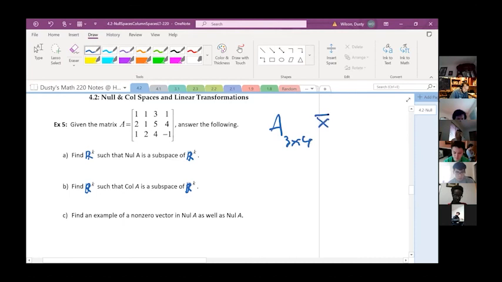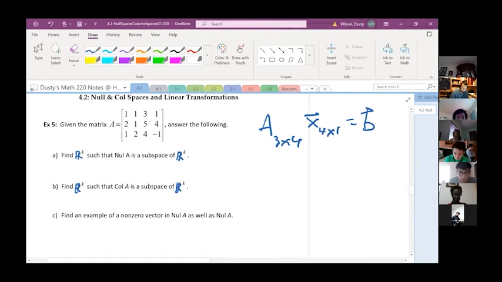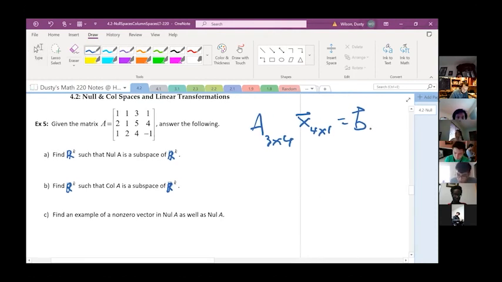So if I multiply by an X, what are the dimensions of that X? Yeah, from Evan and from Gerline and from Gerald and Richard, we've got 4 by 1, right? Because those inside dimensions have to match. And so we're going to get B's out the other end. And what are the dimensions of the B's? So the B's are going to be 3 by 1. Good.